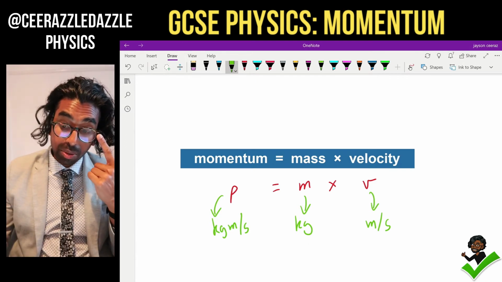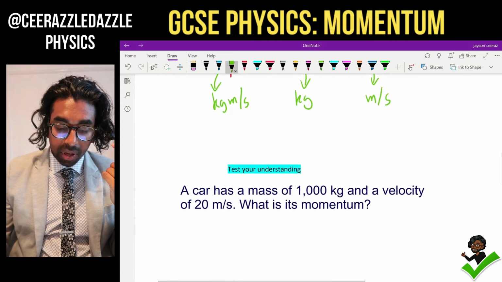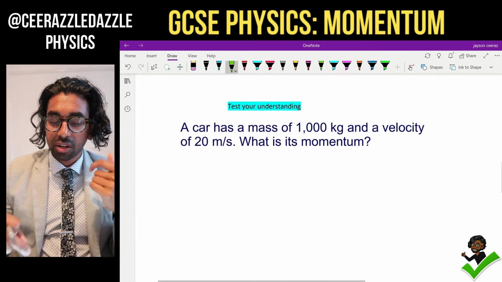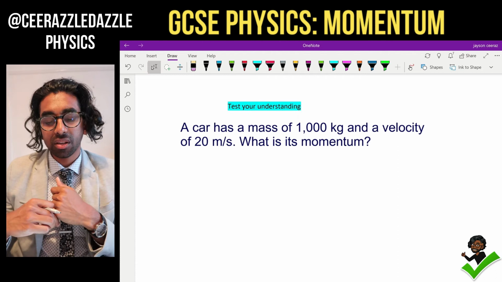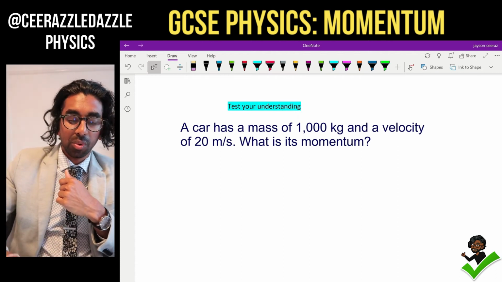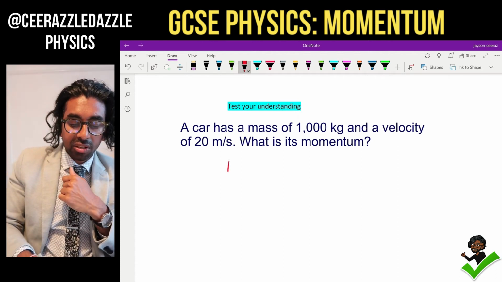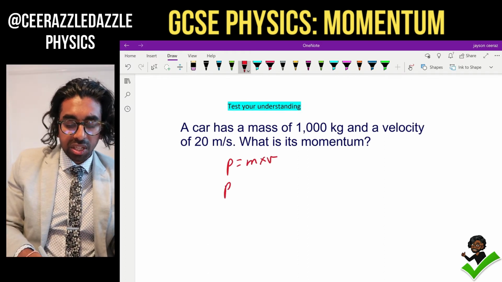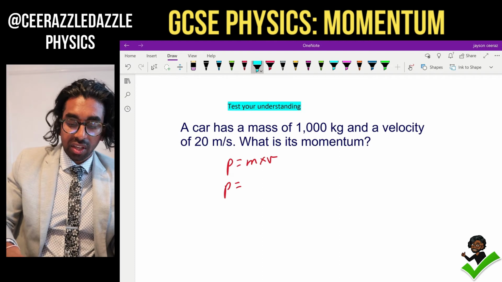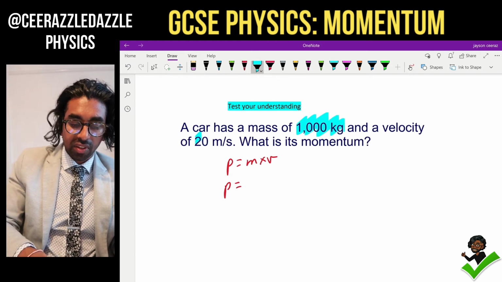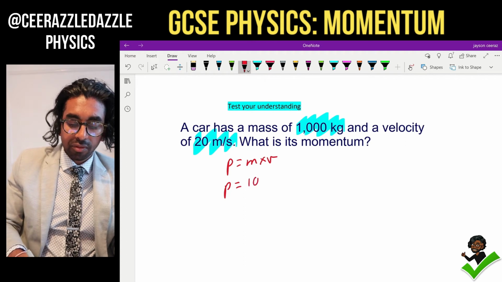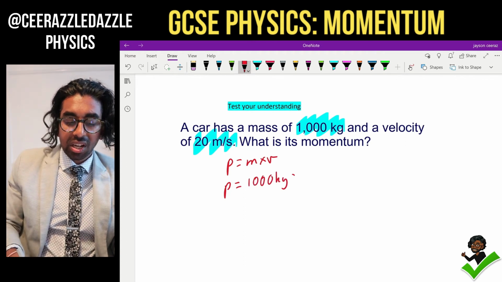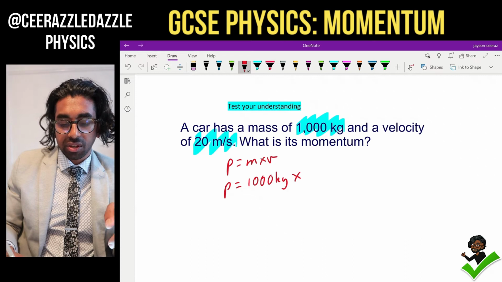Okay, so scrolling down, let's put it into action. A car has a mass of 1,000 kilograms and a velocity of 20 meters per second. What is its momentum? So we know the formula is momentum is equal to mass times velocity. Where is the mass? It's over here. And the velocity is over there. So momentum is equal to the mass, 1,000 kilograms, times the velocity, 20 meters per second.